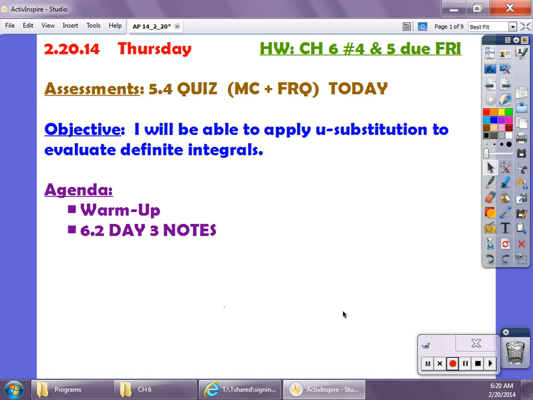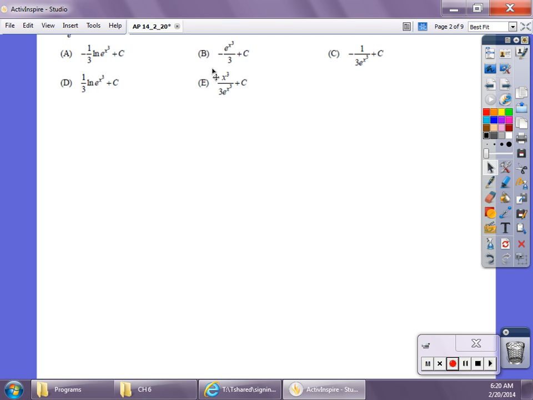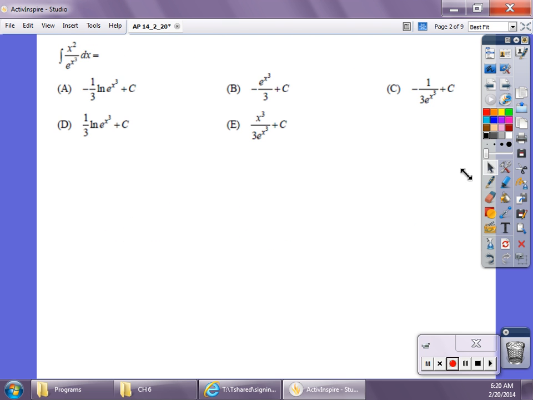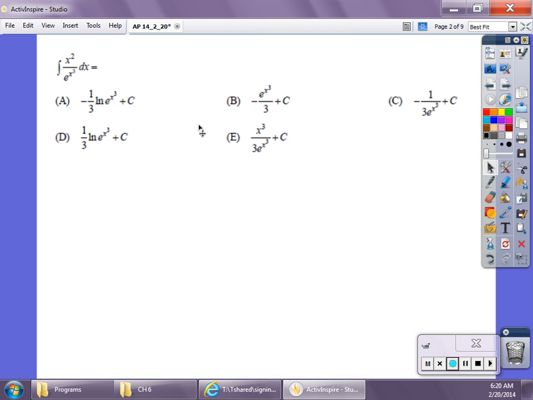We're going to learn to evaluate definite integrals today. I'm going to start you off with a warm-up. If you turn back to 6.2, day 2, this was the last question that you had in your packet. I would like you to try this problem and press pause while you work, then press play when you are done.